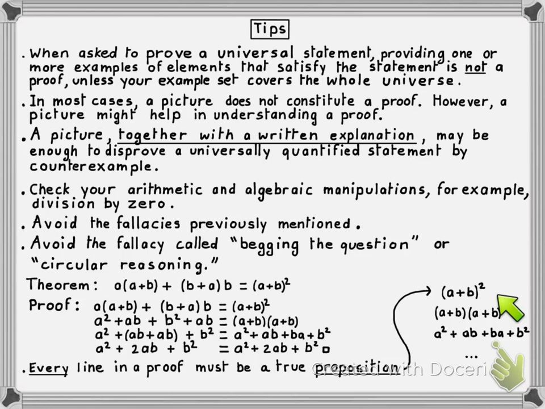(a + b) squared is a number. It's not a true or false statement. In fact, every single line in this proof is not a proposition. If it's not a proposition, it's not a true proposition, so there's no chance of this being any kind of proof. So this is my last piece of advice. Try to review these tips as you progress through the course, and if you avoid all of these mistakes, you have a very good chance of doing well in this course.